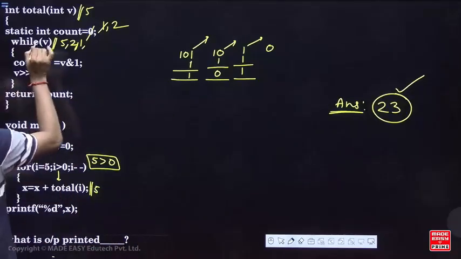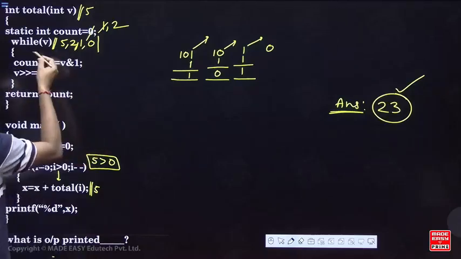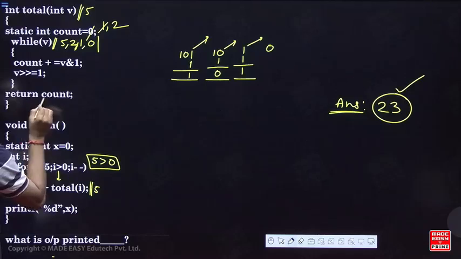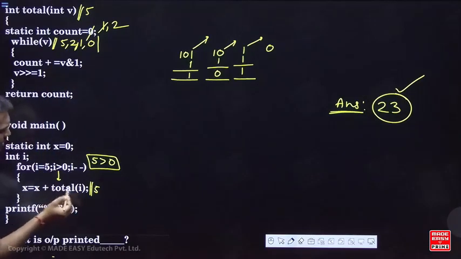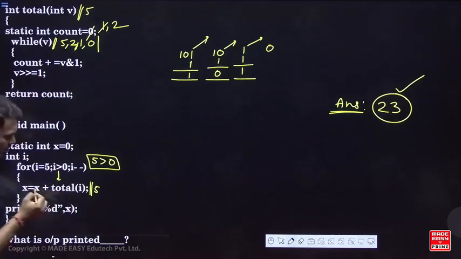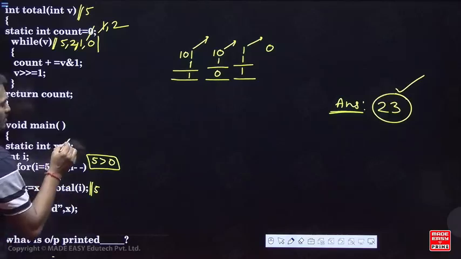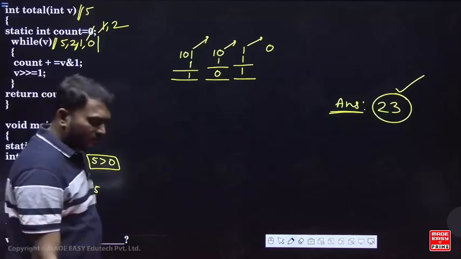Now again in the while loop, you are passing what? 0. So 0 is treated as false. You come out of the while loop and return count. Okay, return count. Now tell me what is the count value? 2. Remember, this total function returned how much? 2. The 2 will be added to what? X. X equal to X plus total of I. What is this returning? 2. So 2 will be added to X. X value is what? 0. 0 plus 2 is what? 2. So that is how it happened in the first iteration.